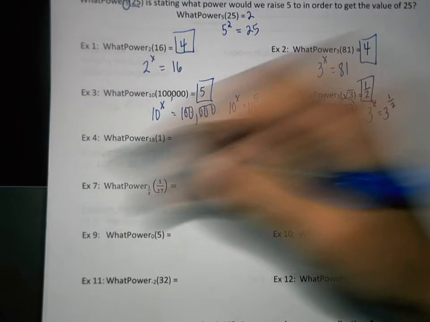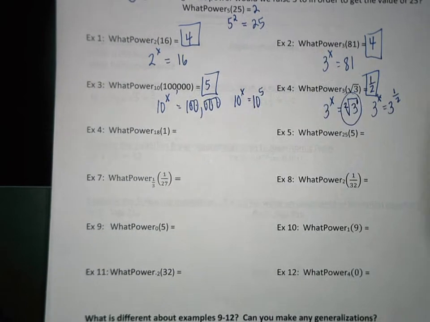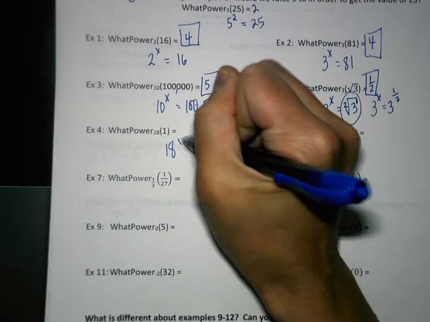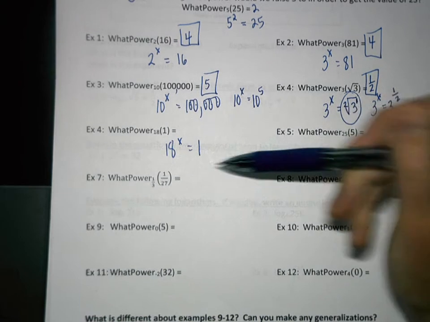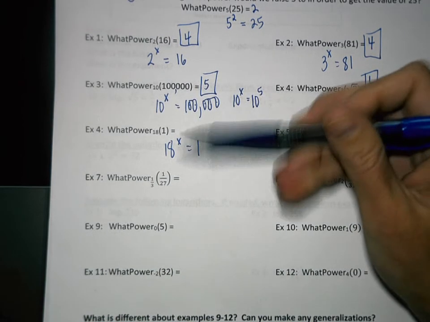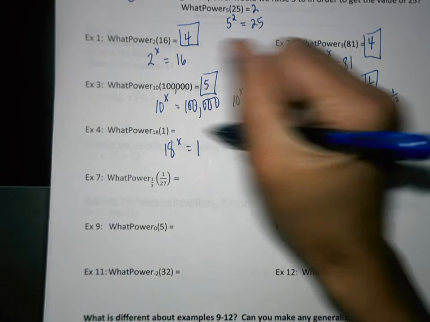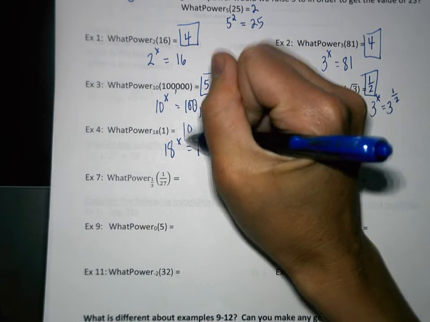Sorry, my numbering's off. Okay, so on the next example 4, it's saying 18 to what power gives you the answer of 1? Well, we know the only way to get the answer of 1 is by having an exponent of 0. So 18 to the 0 power gives you 1. So the answer is 0.